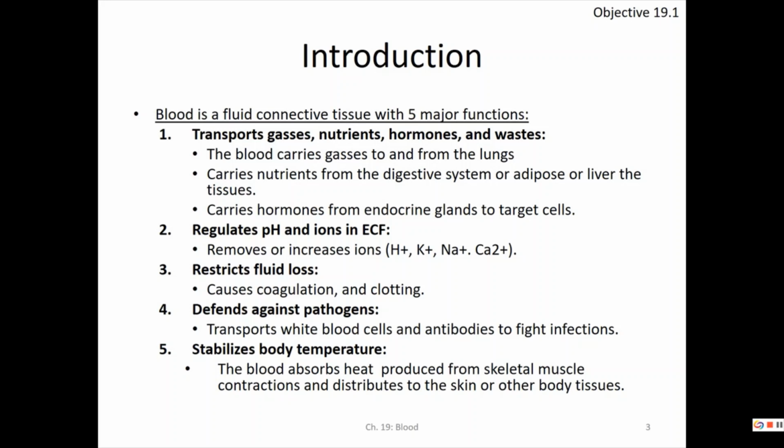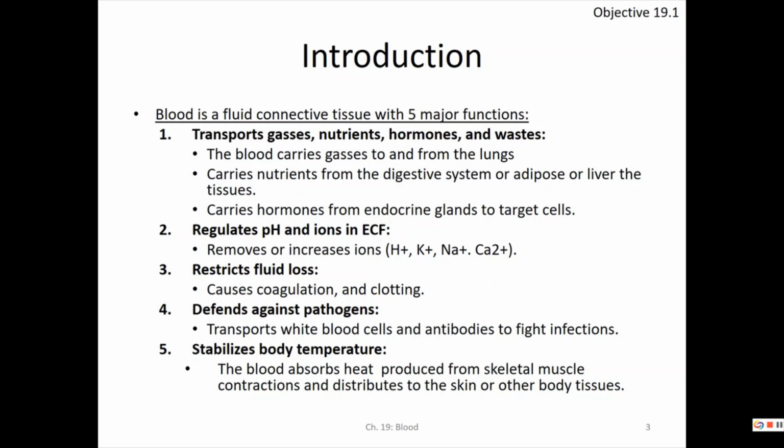Remember, if you go back and remind yourselves, matrix is usually a component of protein fibers and a ground substance, and some ground substances are very fluid. Some ground substances are gelatinous, depending upon the densities. So this is very fluidy, with very few fibers present, but a bunch of cells. Now, given that, this fluid connective tissue has 5 major functions.